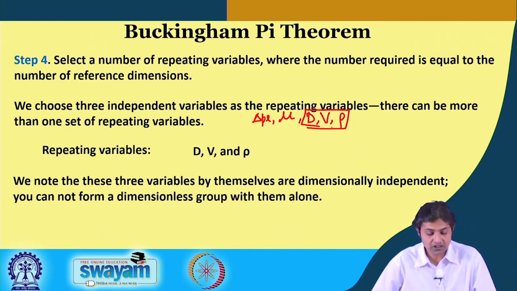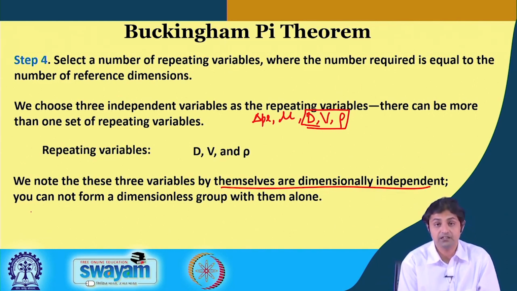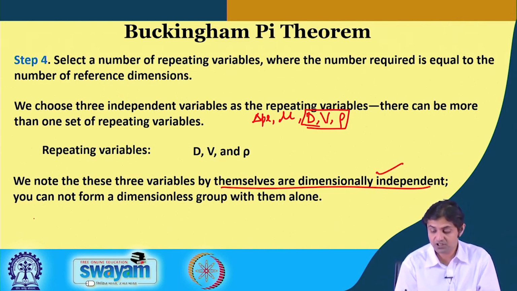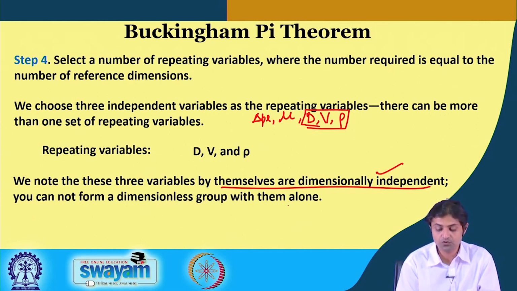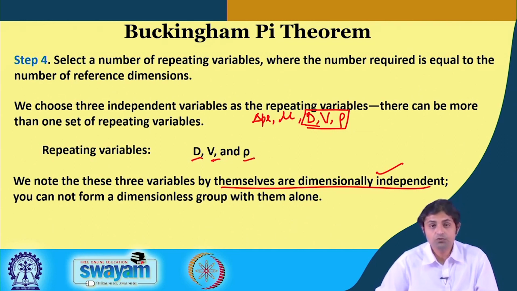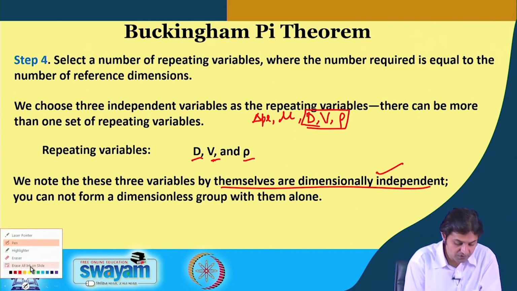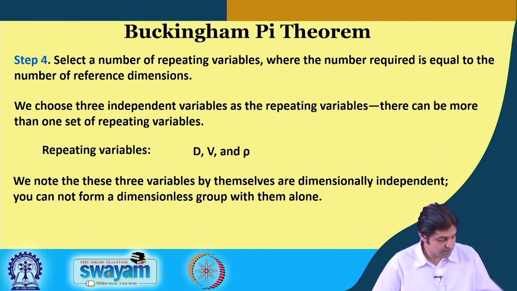We note that these 3 variables by themselves are dimensionally independent. This is an important criterion. What does dimensionally independent mean? You are not able to form a dimensionless group with them alone. If you choose D, V and rho, you will in no way be able to form a dimensionless group. So, they are dimensionally independent. That is one of the important criteria of choosing a repeating variable. All right.